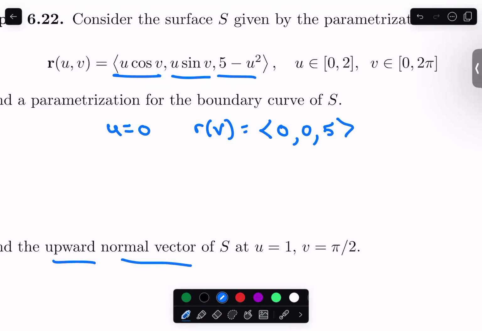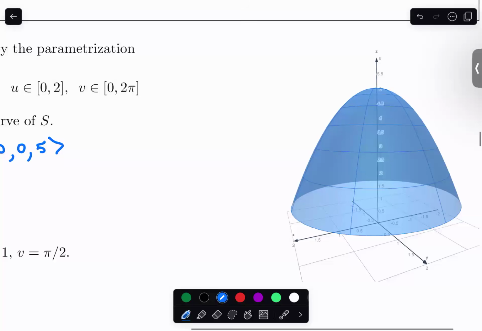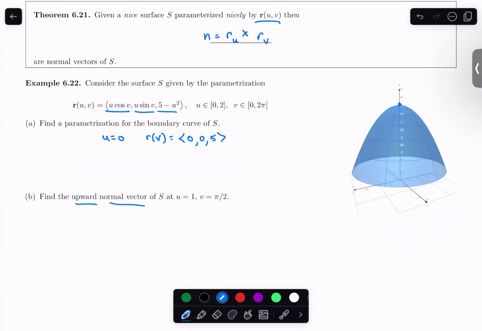Again, I'm plugging in 0 everywhere I see a U. So this is talking about the top here of this elliptical paraboloid. So this is the very top. This isn't quite our boundary curve.